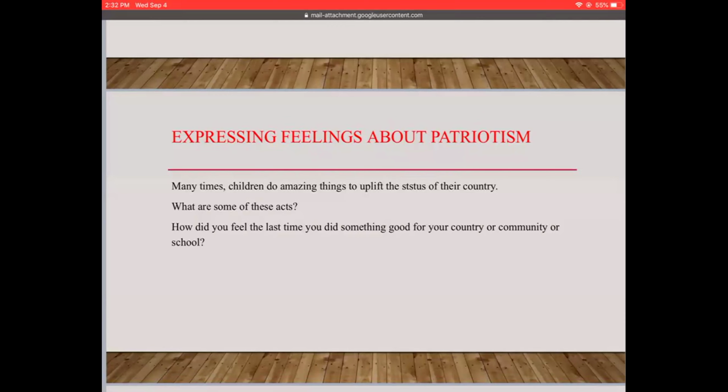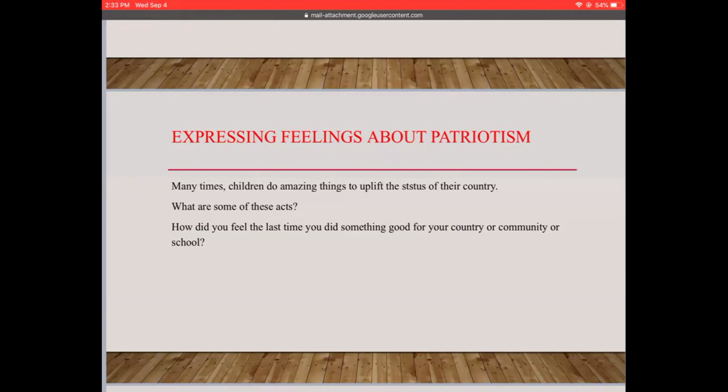Okay. The questions are there for us. If you know you can answer, please keep your hand up. I want to know some of the things that children can do to uplift the status of their country. Yes, you can bring it down to a school or to your community. So in your answer, I want you to give me at least 3 things, or maybe 2, as many as you can, things that children can do to uplift the status of their community, school, or country. And then go ahead to tell me how you felt the last time you did something that you are convinced is good for your country.